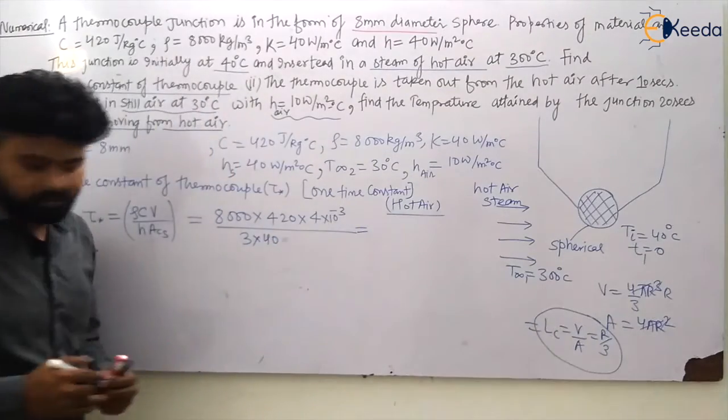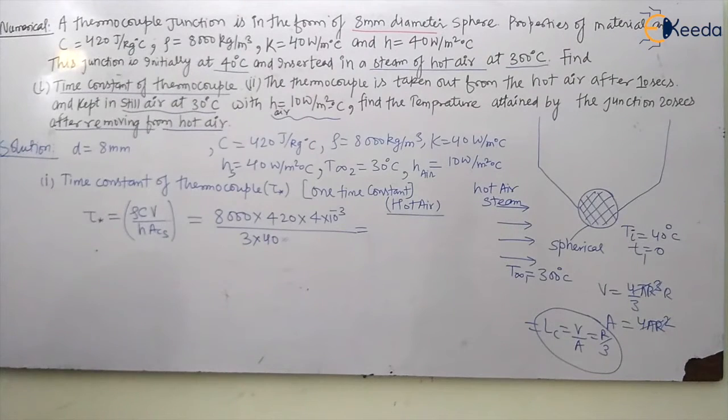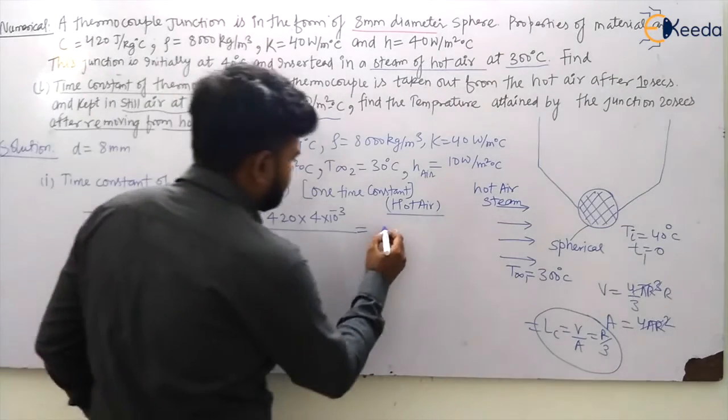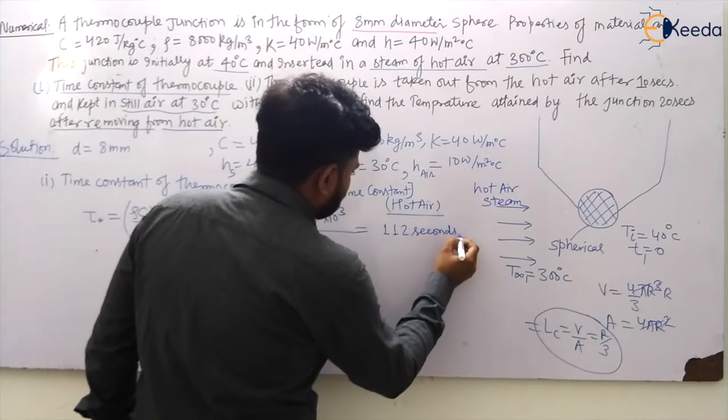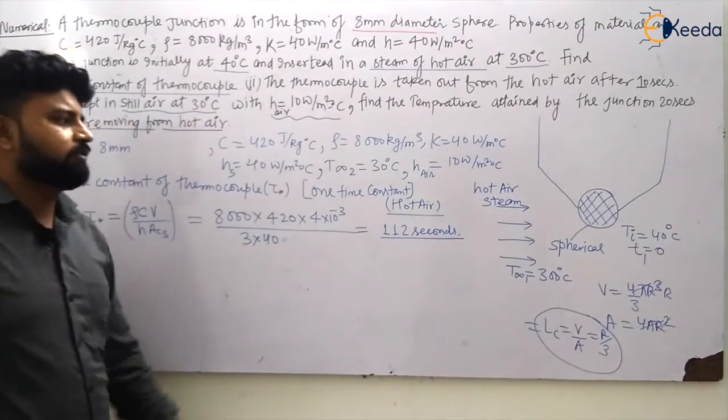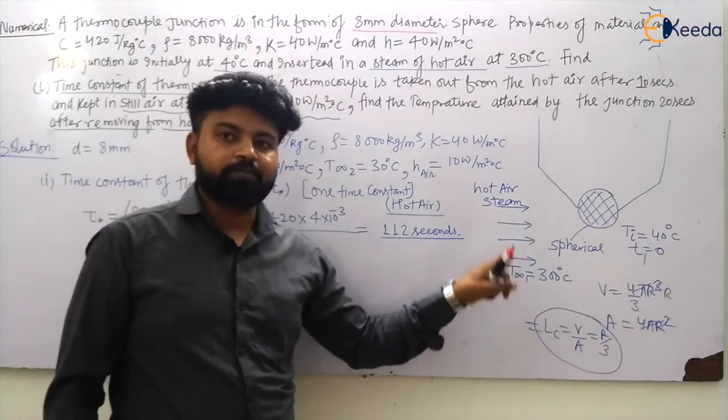Okay, so let us calculate this time constant. This will be 8000 multiplied by 420 into 4 into 10 to the power minus 3, divided by 120, my dear students, and this will be 112 seconds. This is the time constant which is available for the hot steam air.